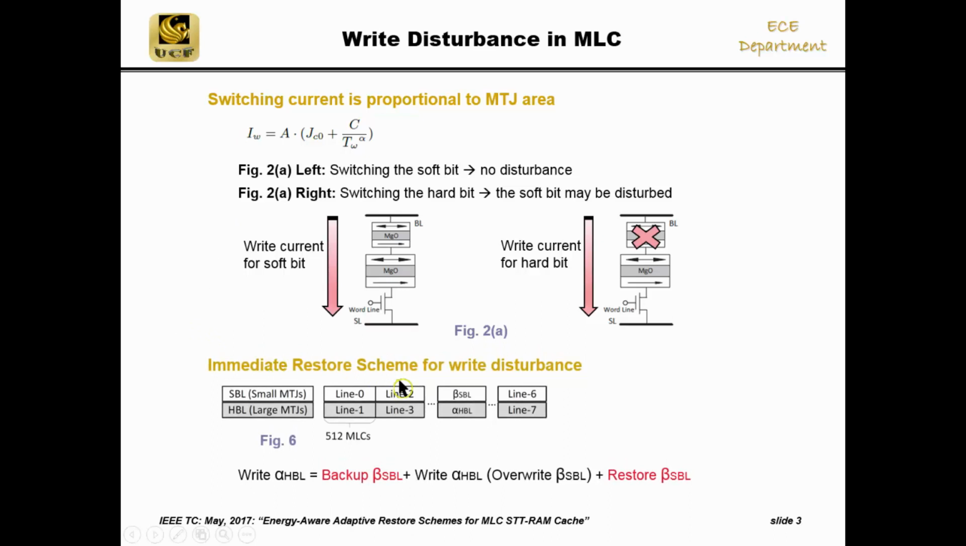The conventional approach to address the write disturbance issue is called the immediate restore scheme. It refreshes the data in the soft bit line after every write operation to the hard bit line. For example, in figure 6, we consider two arbitrary blocks alpha and beta, which are stored in the hard bit line and soft bit line respectively.